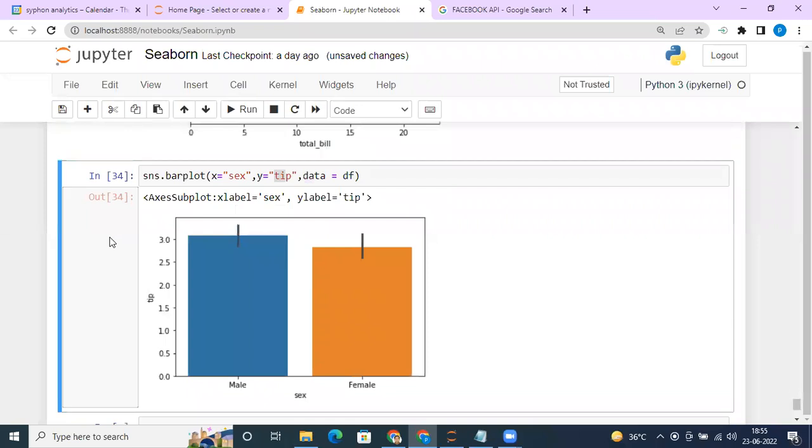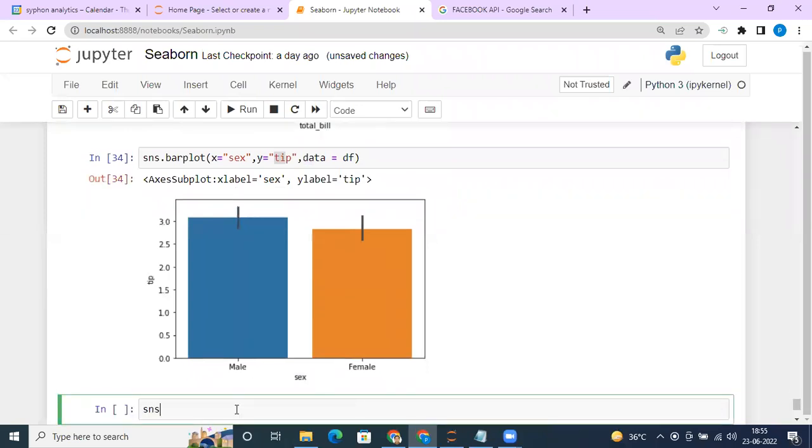Okay, further, you can do this: sns.barplot. I want to see the impact of smoker on, let's say, tip. What is the impact of smoker or non-smoker on tip? So I mention X should be smoker and Y should be tip, and the dataset should be data is equal to df.